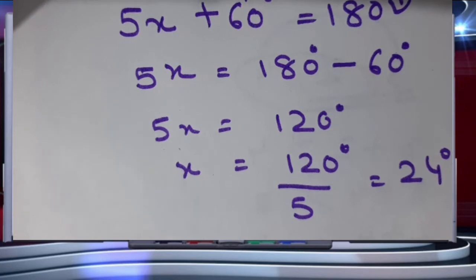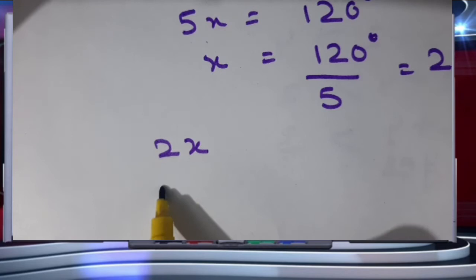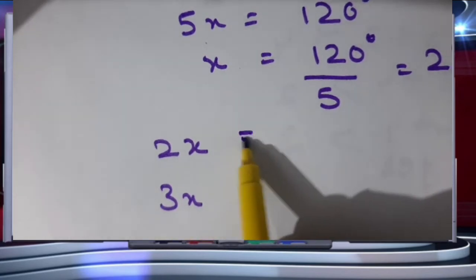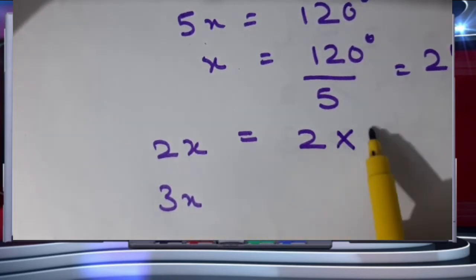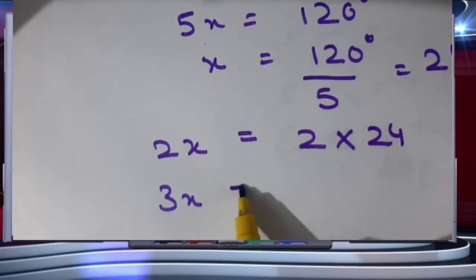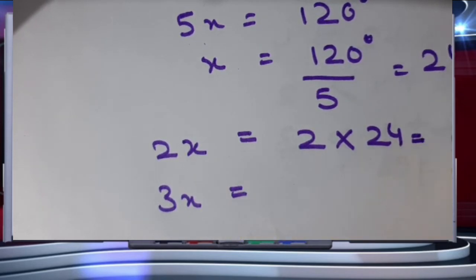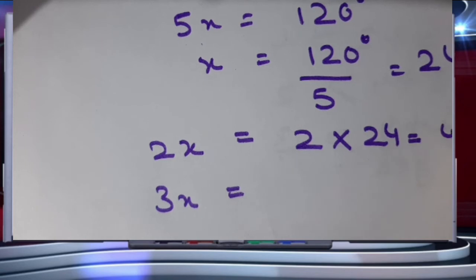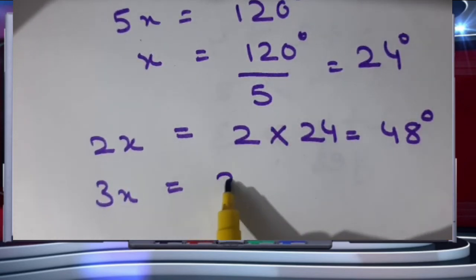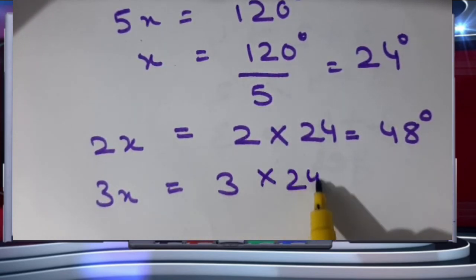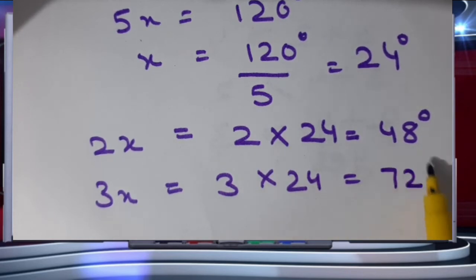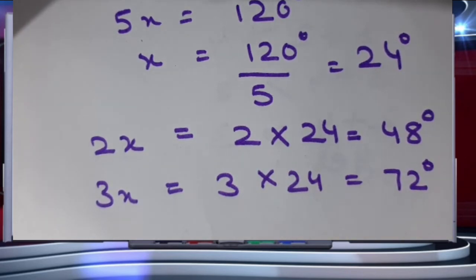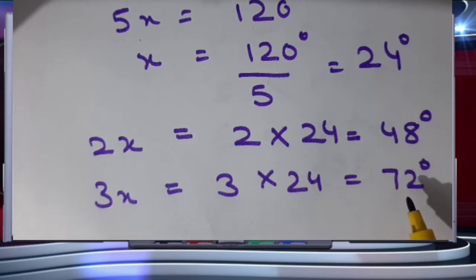Now the first angle was 2x and the second angle was 3x. Here the value of x is 24. So the first angle is 2 into 24, that is 48 degree. And the second angle is 3 into 24, that is 72 degree. So my two angles are 48 degree and 72 degree.